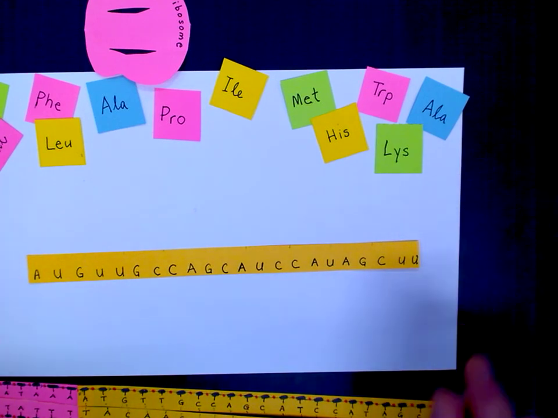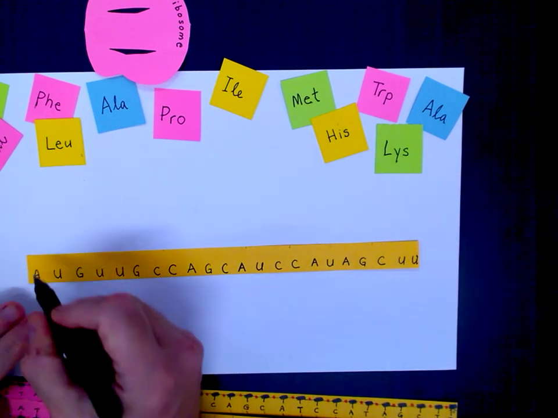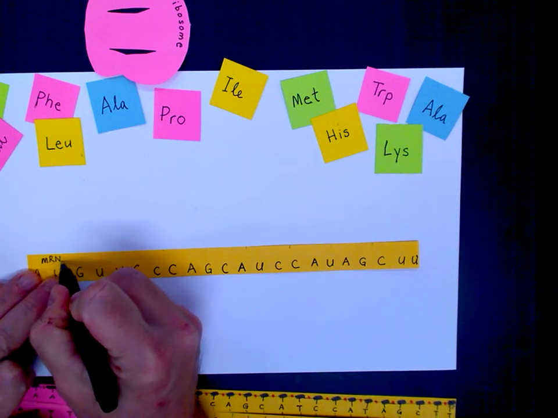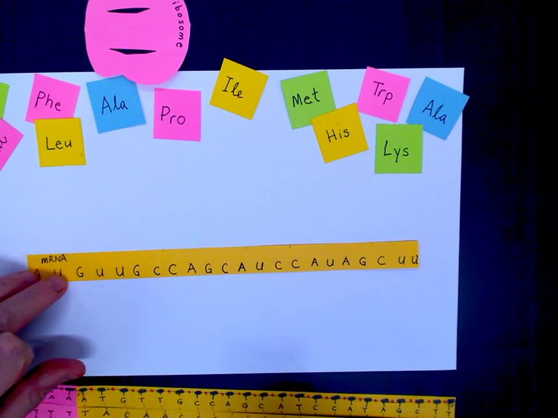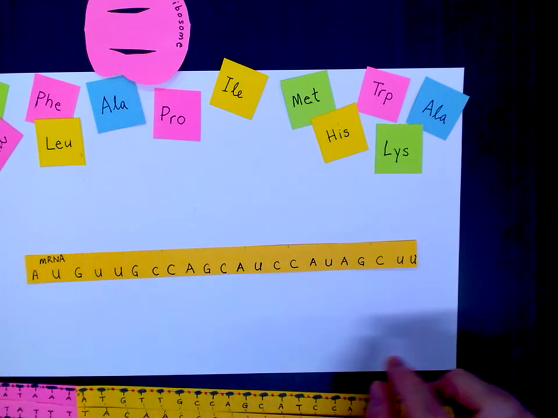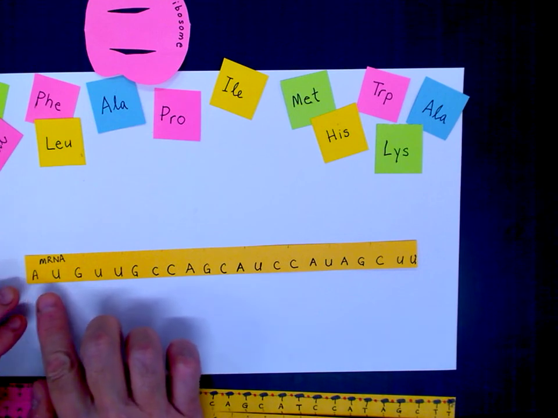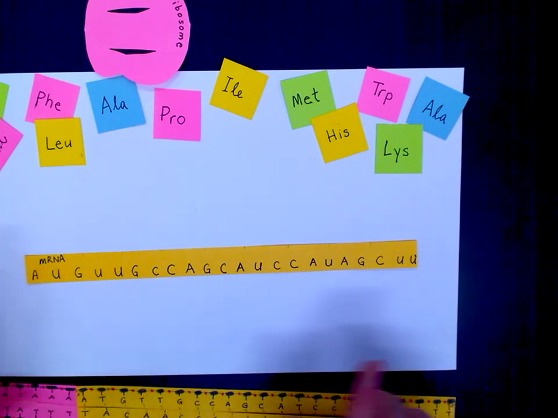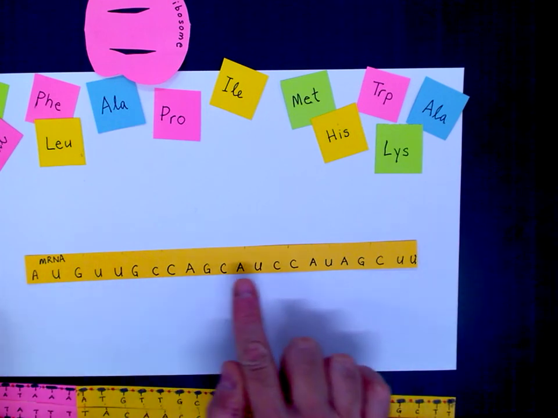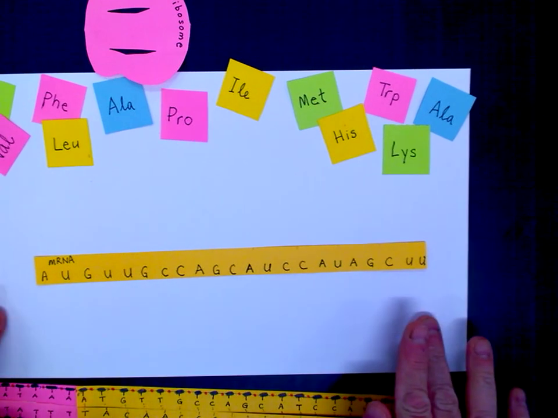So in reality, this is now messenger RNA, mRNA. For convenience and for length, I didn't include any introns or exons. So imagine that this has already been edited, right? So this is all good code. In other words, all based on exons. So this is all coding DNA.